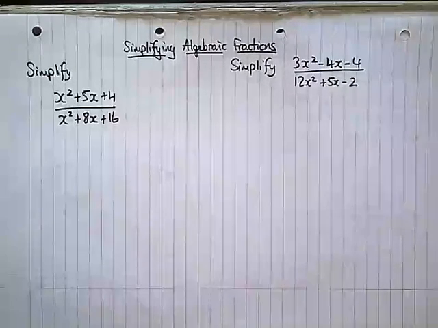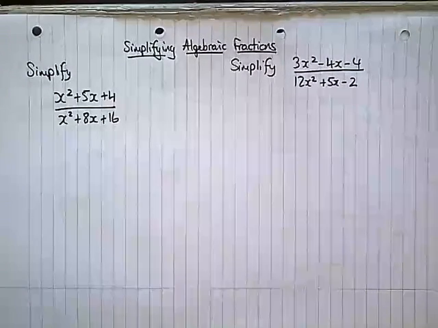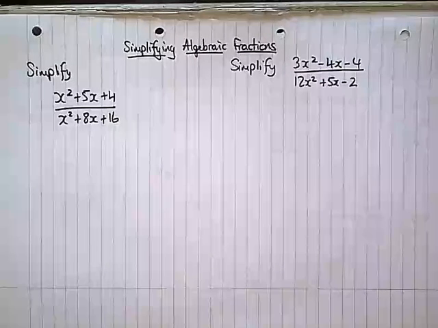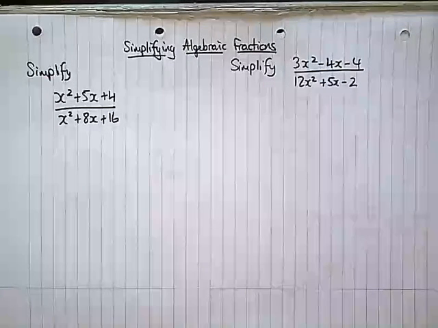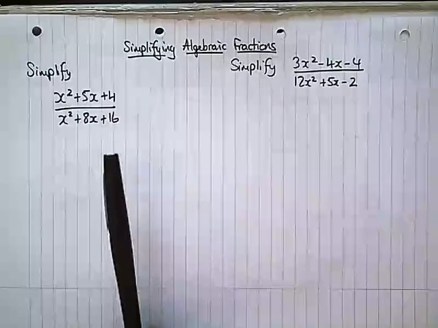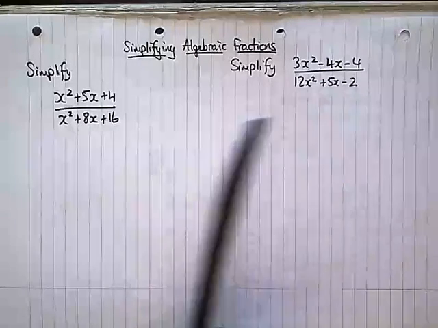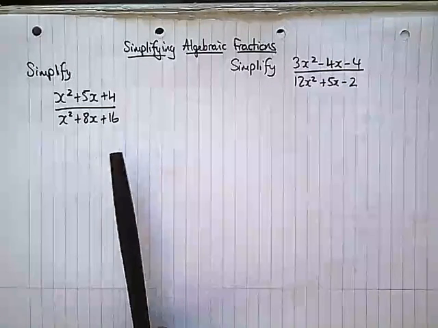Right, we've looked at factorising quadratics, and one way we can use the factorisation is to simplify algebraic fractions. I've got two examples here that I'm going to do.